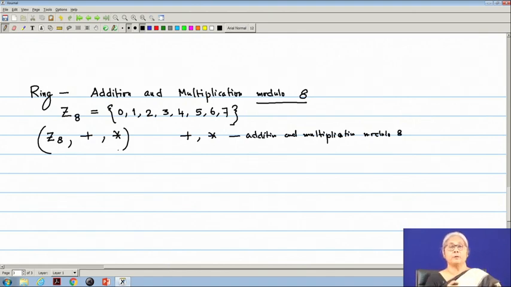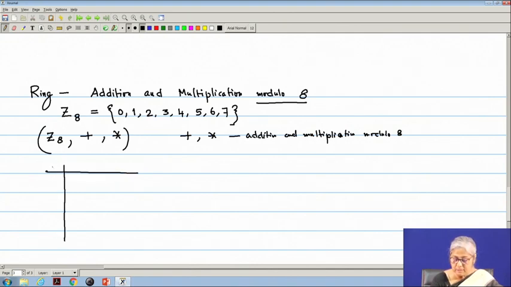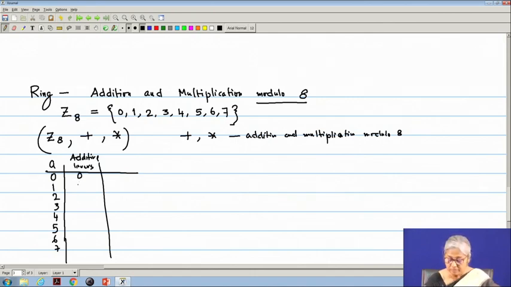Now, when we tabulated all the additions and multiplications modulo 8, we saw that, since these are my set elements, so some set A, 0, 1, 2, 3, 4, 5, 6, 7, we got the additive inverse. The additive inverse for 0 is 0, because the additive identity is 0. This is 7, this is 6, 5, since 8 modulo 8 is 0. So, this is 4, 3, 2, 1.